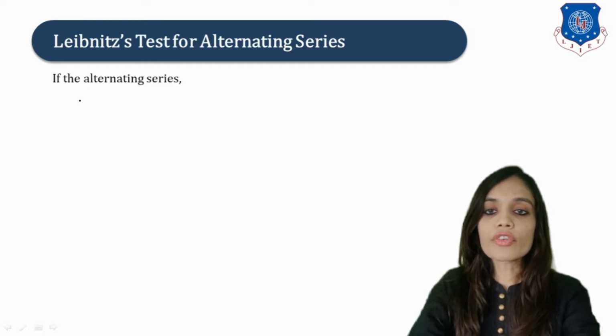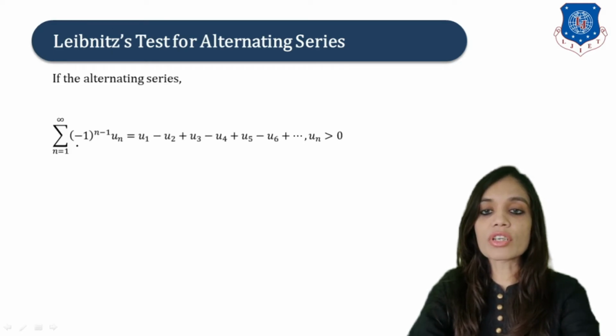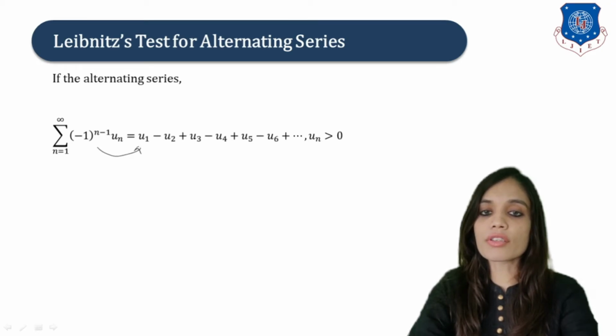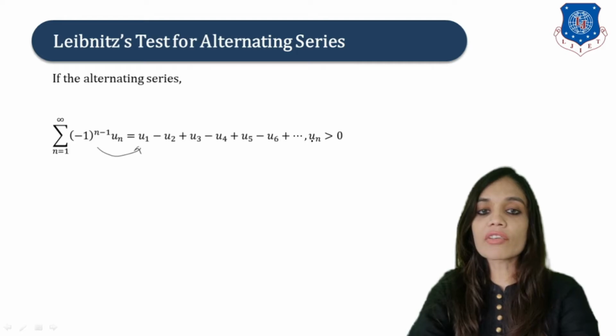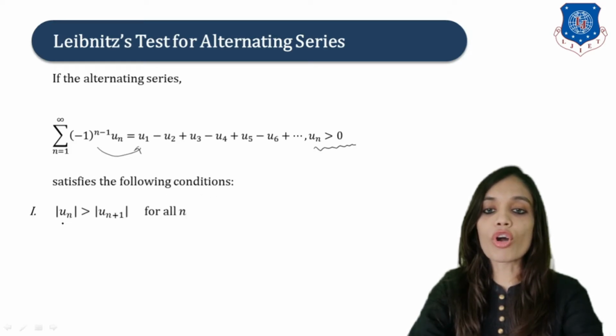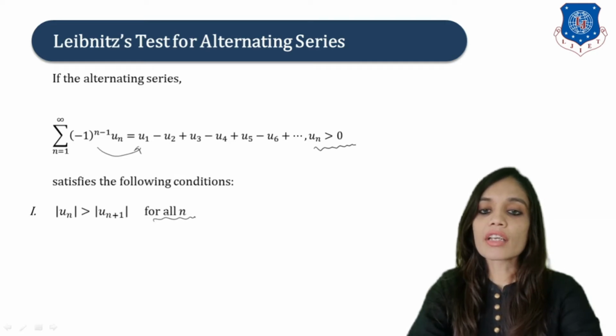Okay. So if the alternating series summation n equal to 1 to infinity minus 1 raised to n minus 1 un, that can be written as u1 minus u2 plus u3 and so on, where our nth term is greater than 0, satisfies the following conditions. The first condition is mod un greater than mod un plus 1 for all n. That is, our series of positive terms should be what?